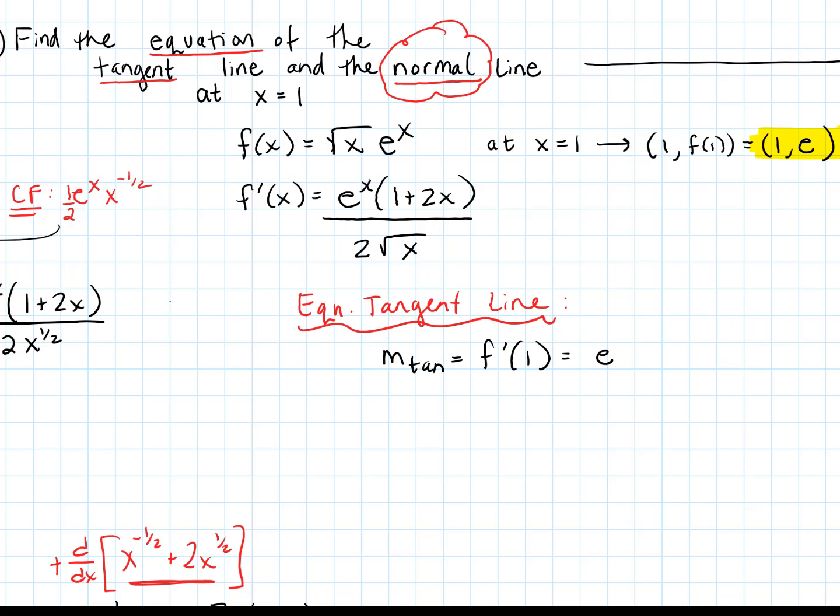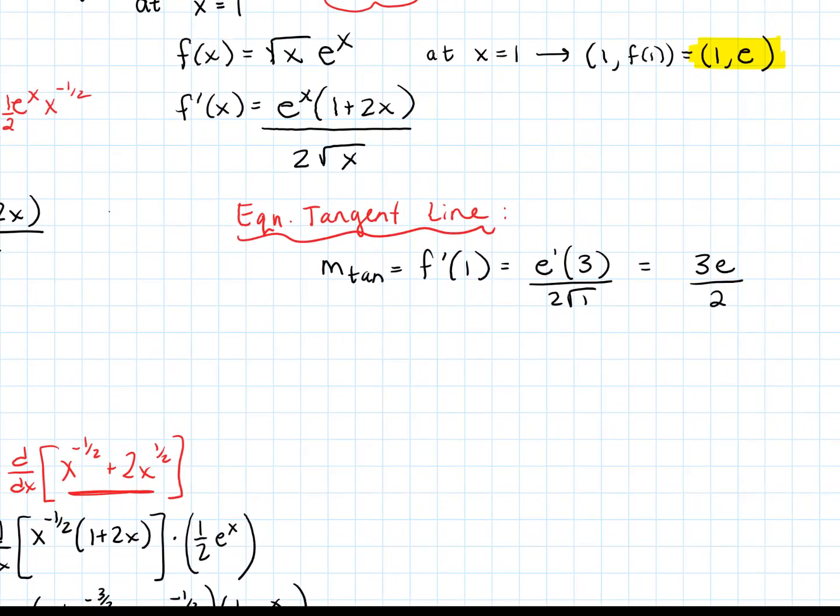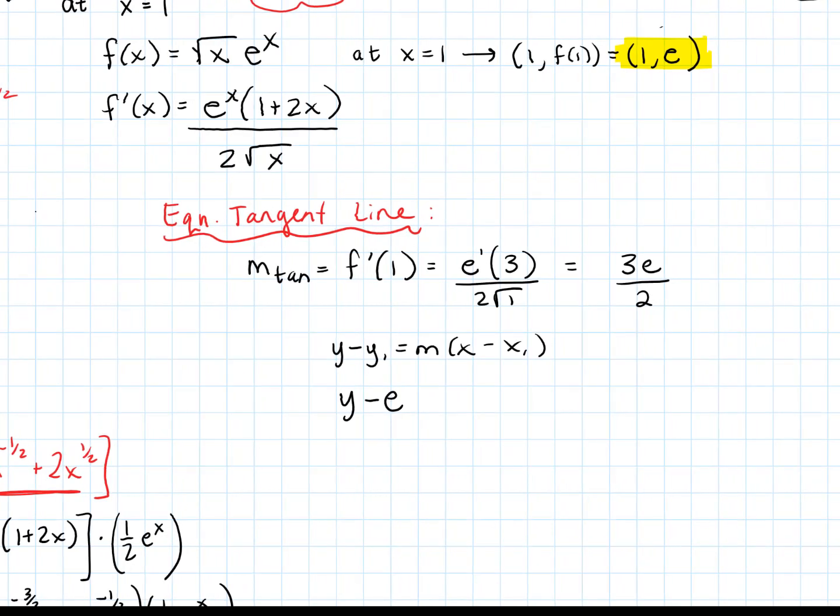So it's going to be e to the first, 1 times 3 over 2 times the square root of 1. So it's going to be 3e over 2. Okay, so that's the slope of the tangent line. And now for the actual equation of the tangent line, I'm going to use my point slope form. So it's going to be y minus e using the point. Here's my point. Remember, you need two things for the equation of a line, a point and a slope. Got our point and our slope, so y minus e equals 3e over 2 times x minus 1.